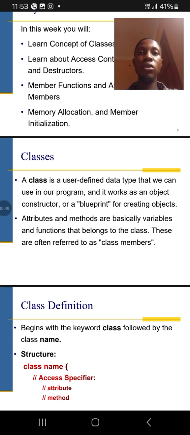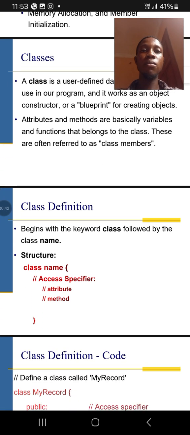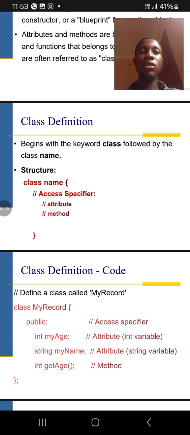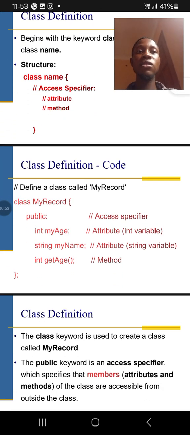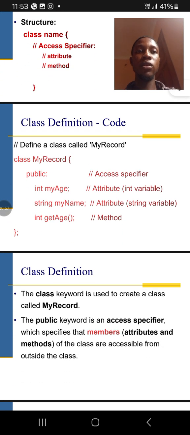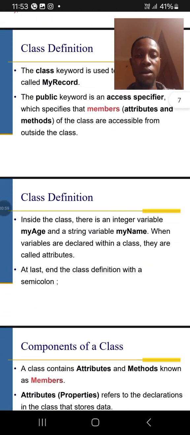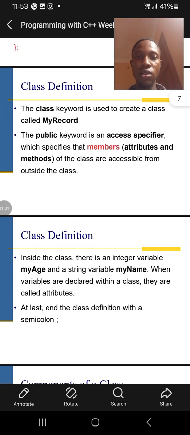So we have the components of a class. The data members are variables that are part of the class, and they are used to store data. We have the member functions, which are functions that are part of the class, and they are used to perform operations on the data members.